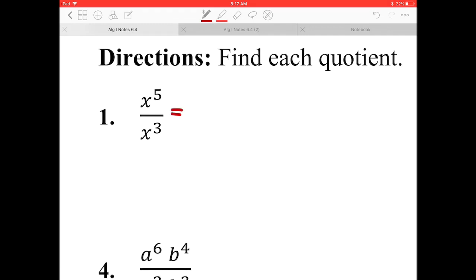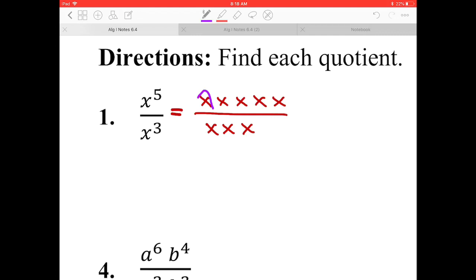X to the 5th power divided by x cubed. If we were to write this all out, the numerator, x to the 5th power, just means 5 x's. 1, 2, 3, 4, and 5. And then in the denominator, x cubed, that means 3 x's. 1, 2, 3. And then what you could do is go through this and cancel any x's together.